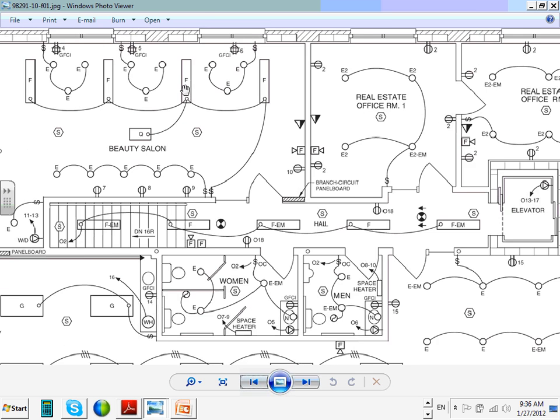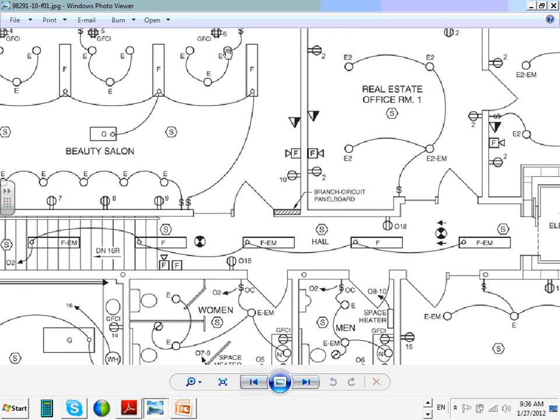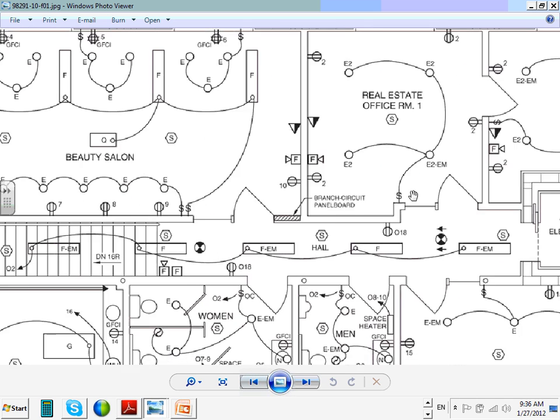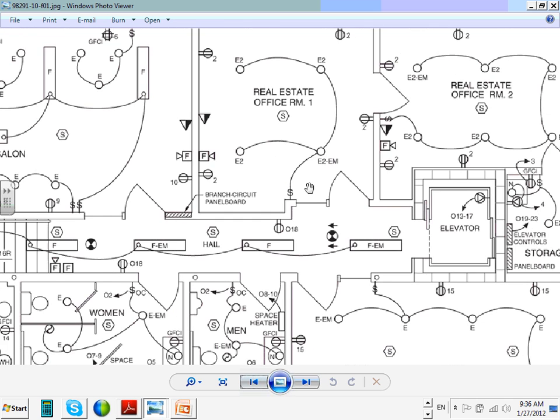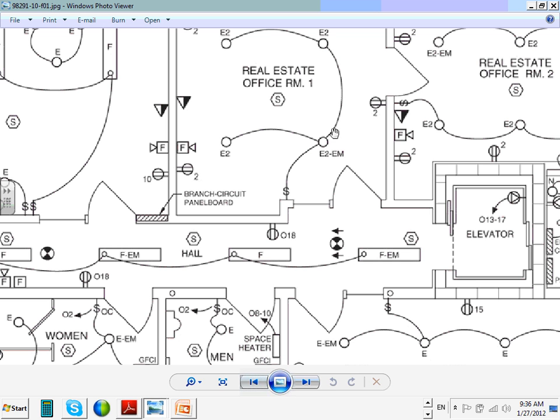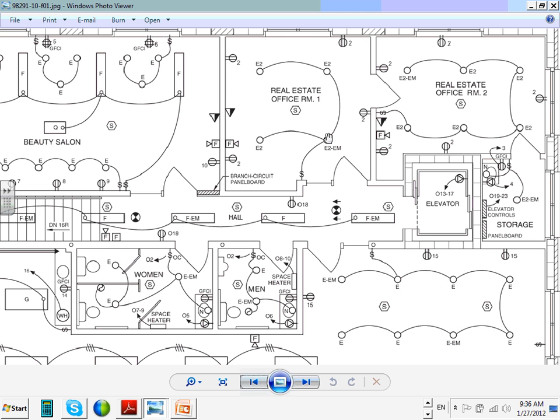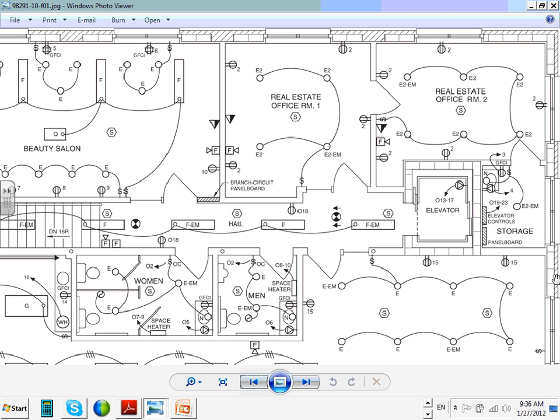GFCI receptacle in this area because of the sink. You can see all these receptacles are GFCI because there's sinks there. I don't know if you guys can see the real estate office has an emergency lighting fixture here to direct the traffic. This is, I want to highlight this one.